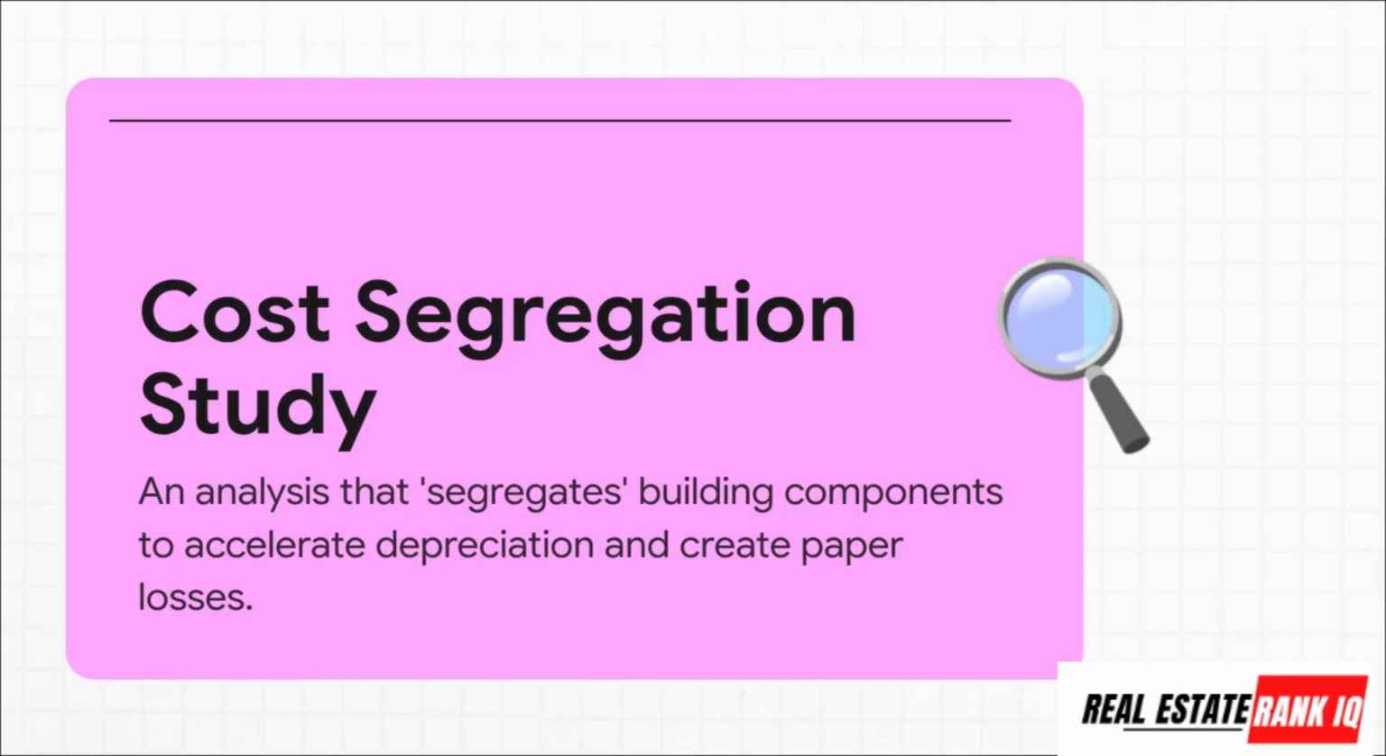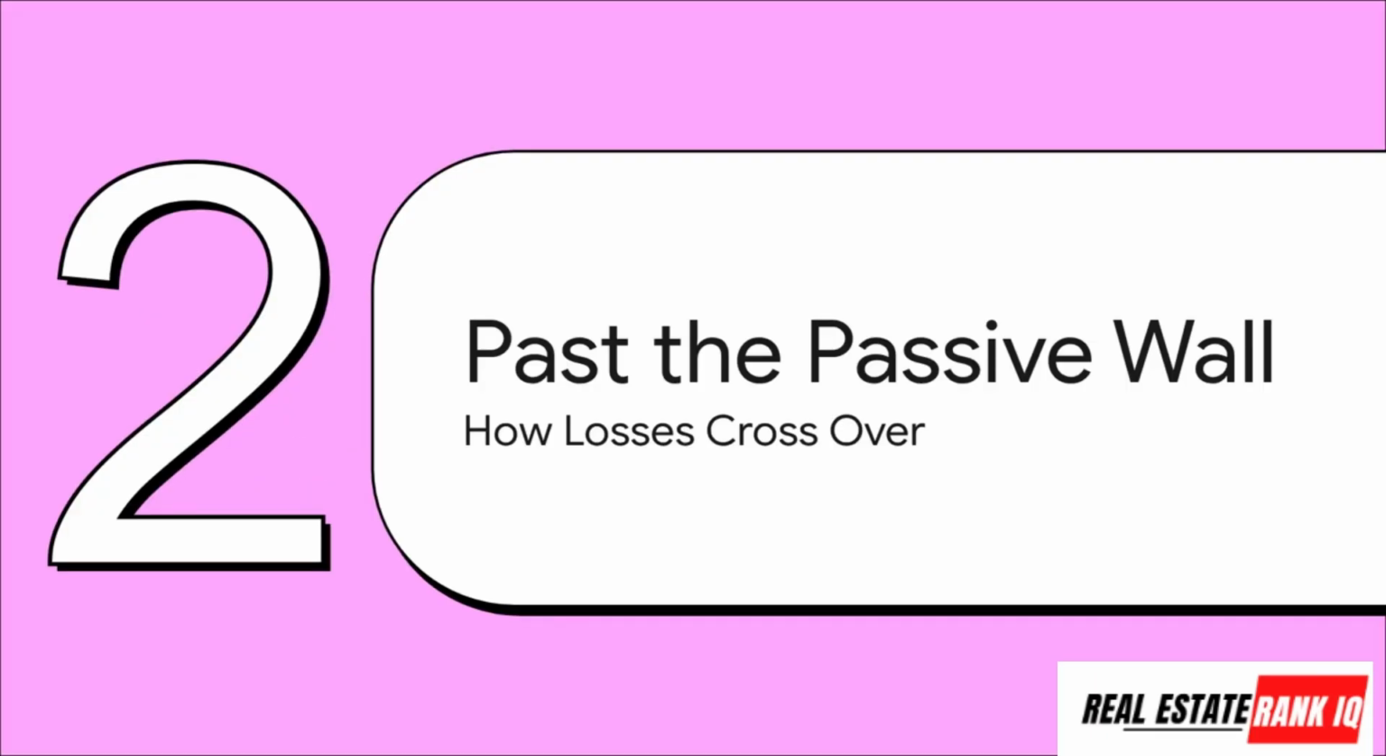This front-loads all your deductions, giving you that massive paper loss right away, even while the property is putting cash in your pocket. Okay, so let's recap. We've got this awesome giant paper loss sitting in our passive bucket, and over in the non-passive bucket, we've got all our W-2 income getting taxed.